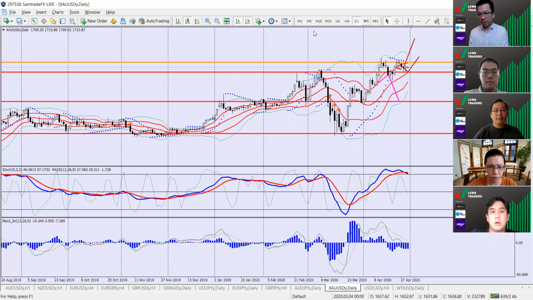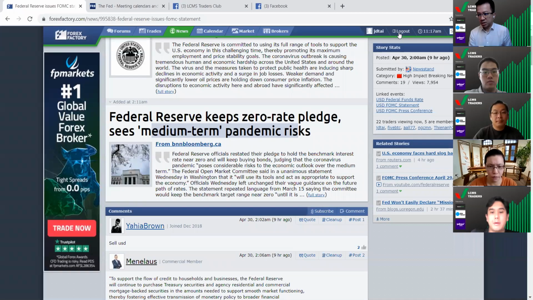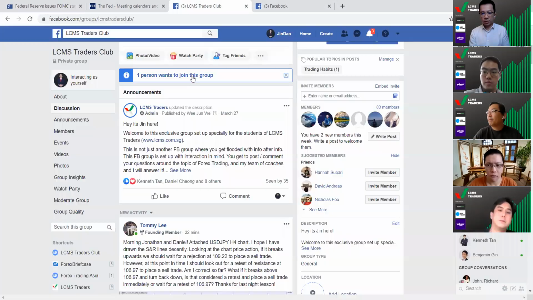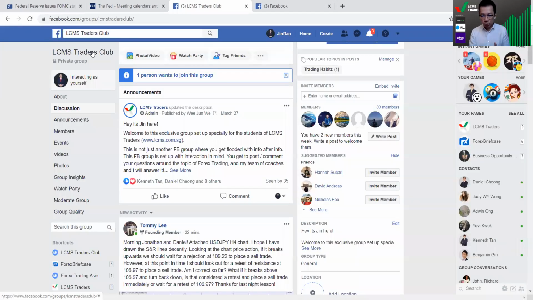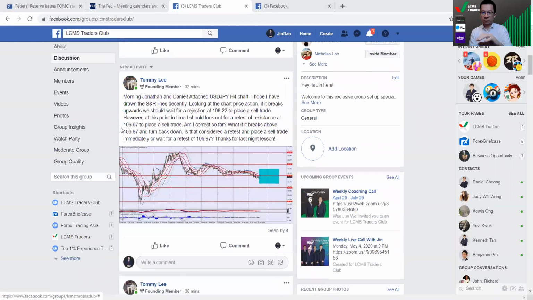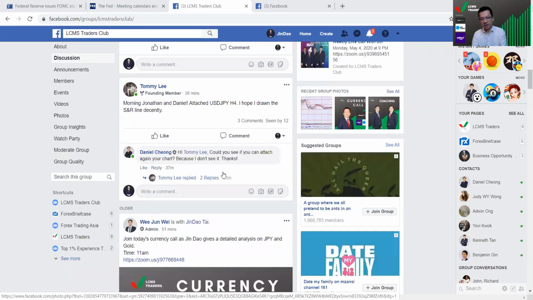So I'll do a quick sharing. I've mentioned a couple of times the coaching call, the Monday calls. What we do is we have LCMS Traders Club, right? So a lot of our club members are here, so I'll go through this really quickly. LCMS Traders Club is a private group where Tommy's been asking a lot of questions, putting in his support resistance lines, looking to get that checked so you can ask your questions there.